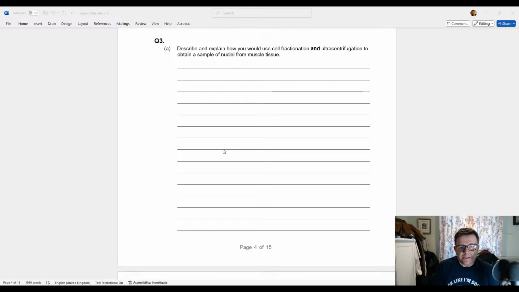Okay, here we go. So cell fractionation and ultracentrifugation. There might be a shorter question, might be a longer question. You never know. I'm going through quite a lot of long questions, but this is quite good for your revision to revise large topics. So let's go through it. Describe and explain. The command words there are describe, so you've got to say what happens, but you've also got to say why it happens. And they want you to talk about both cell fractionation and ultracentrifugation.